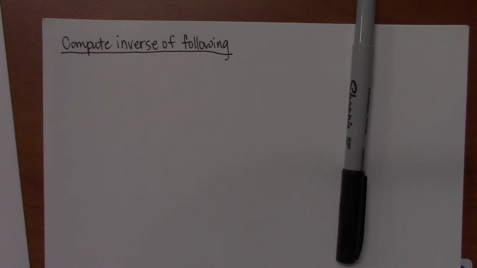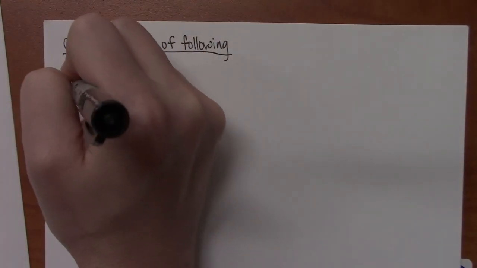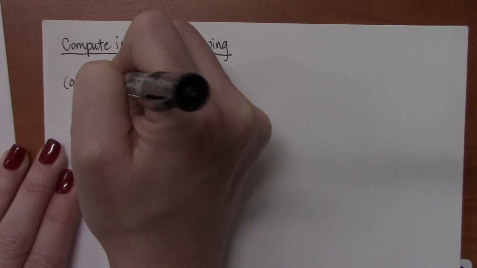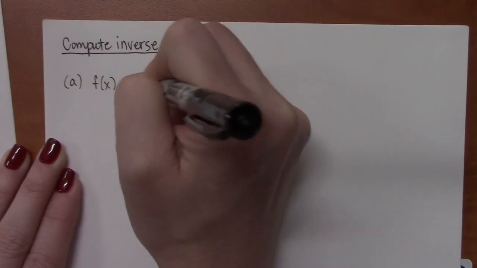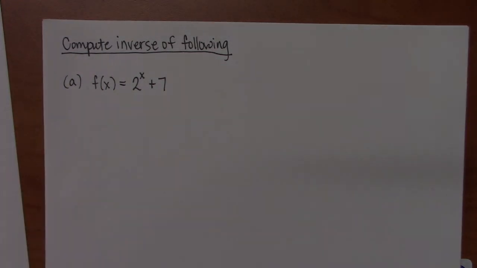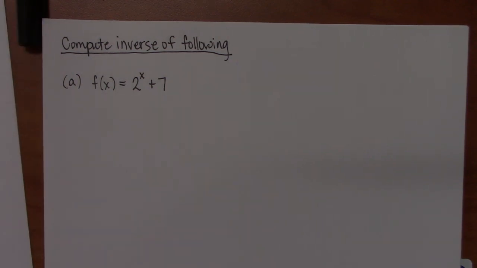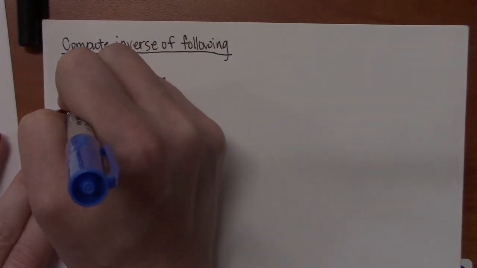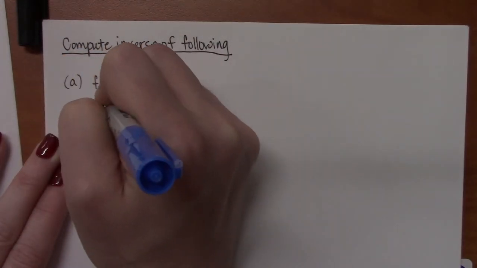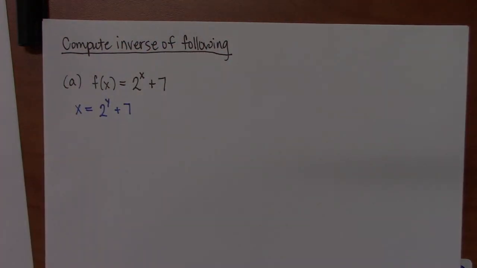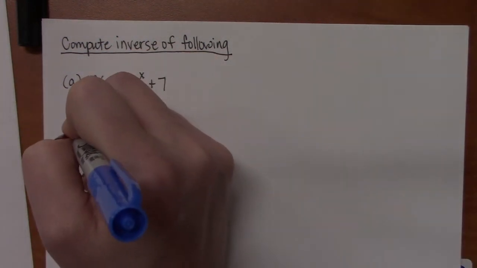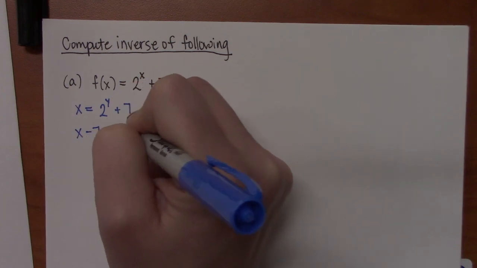So now that we understand how to work with logs and exponentials algebraically, we can now compute inverse functions involving them. So the first one I want to look at is f of x equals 2 to the x plus 7. And we want to compute the inverse of this. So the very first thing that we do is we want to switch x and y. So I'm going to rewrite this as x equals 2 to the y plus 7. And then I'm going to solve this new expression for y. So I want to get y by itself, so I'm going to leave the 2 to the y on the right, and I'm going to subtract 7 from both sides.